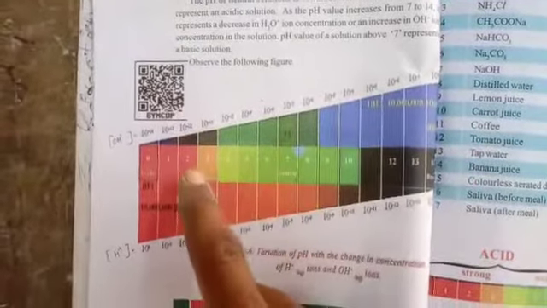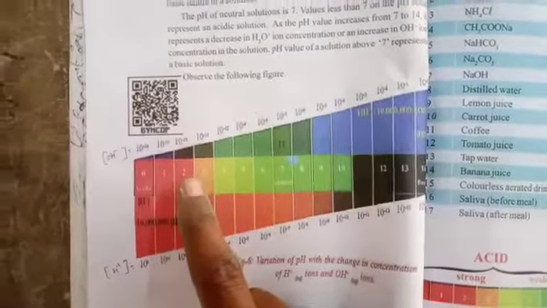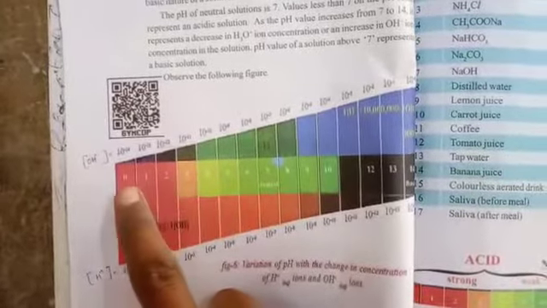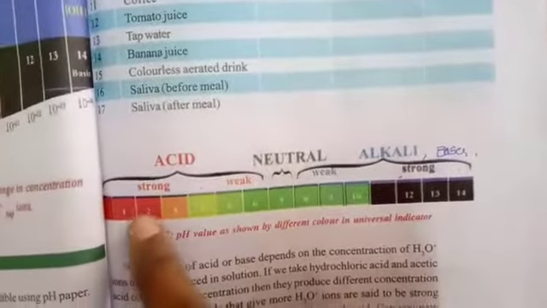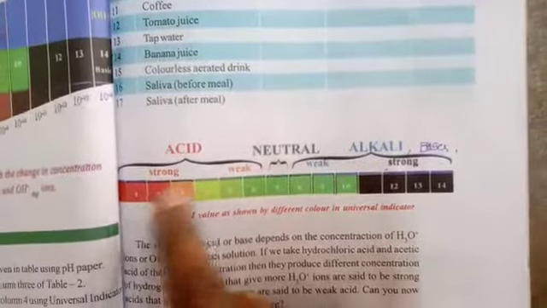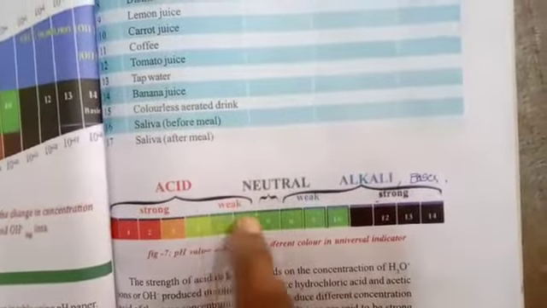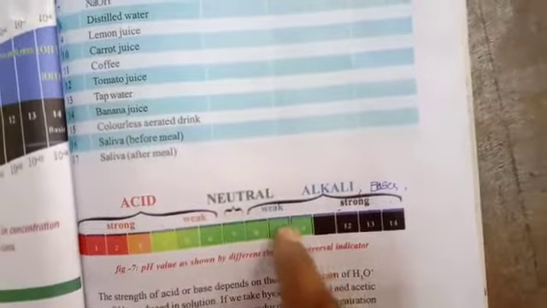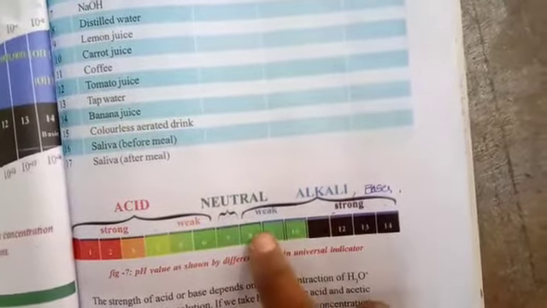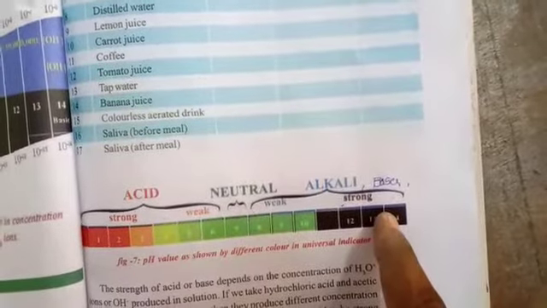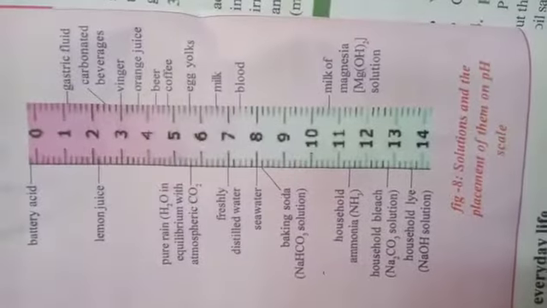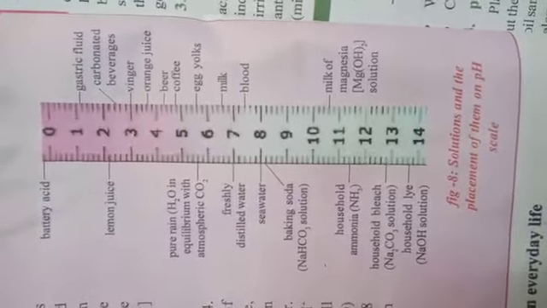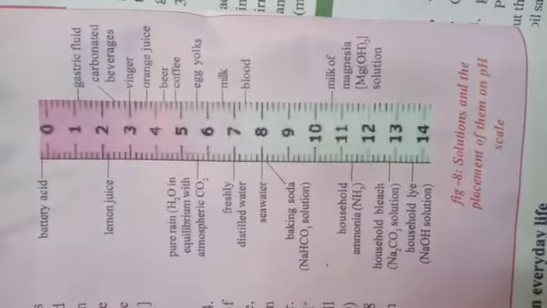And moreover, universal indicator is also known as pH paper. pH paper shows different colors for different concentrations of solutions. Moreover, look at the figure once. The pH paper or universal indicator shows different colors. These colors in strong acids, these colors in weak acids, these in neutral solutions, and these colors in weak base and strong base. pH paper is nothing but universal indicator. Dear students, look at this figure also. This shows pH values of different solutions in our daily life.